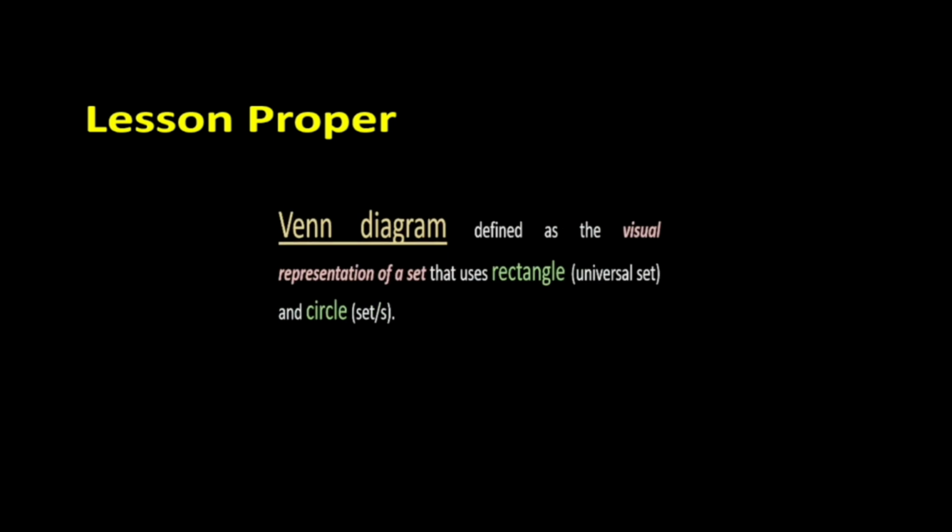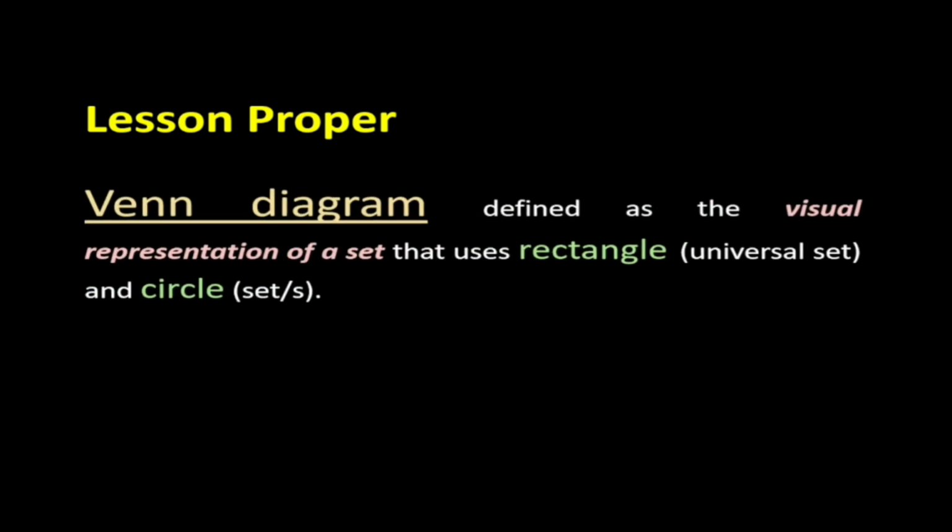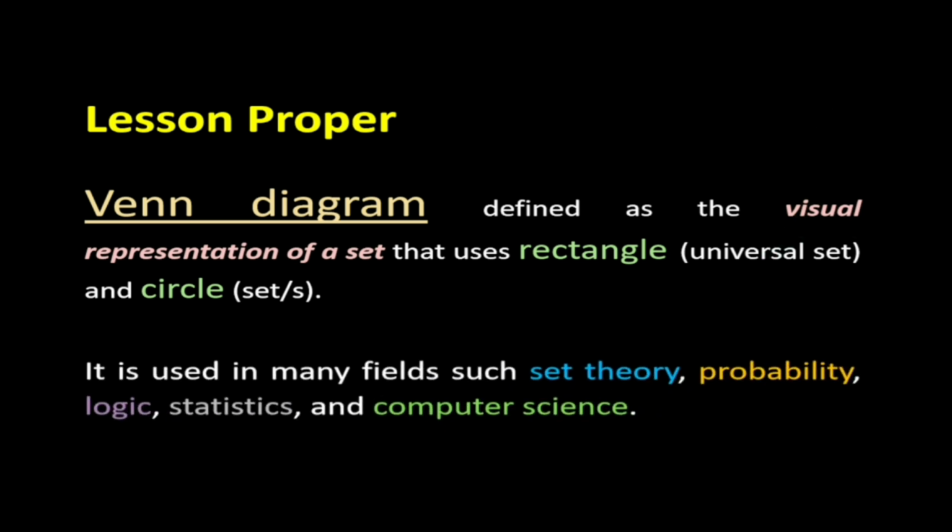The topic again that I'm going to discuss is all about solving problems involving Venn diagram. Let's recall the lesson we had last time. A Venn diagram is defined as the visual representation of a set that uses a rectangle for the universal set and circles for the given sets. Also, it is used in many fields such as set theory, probability, logic, statistics, and computer science.